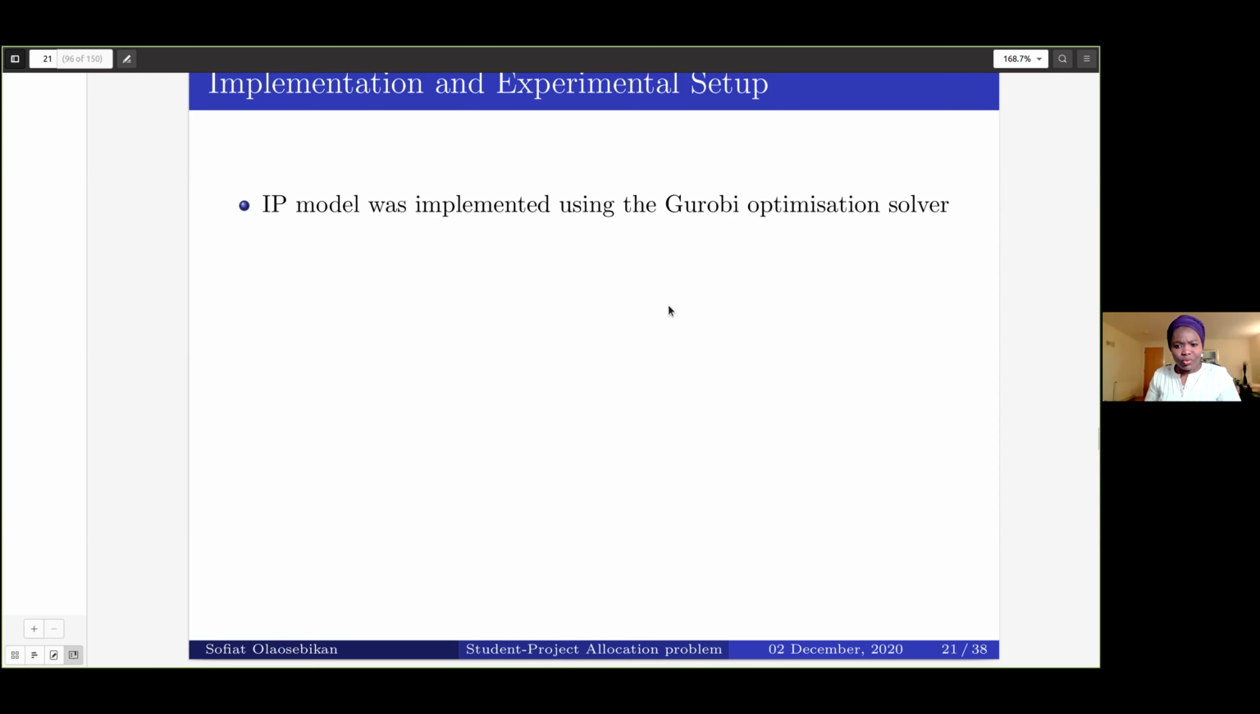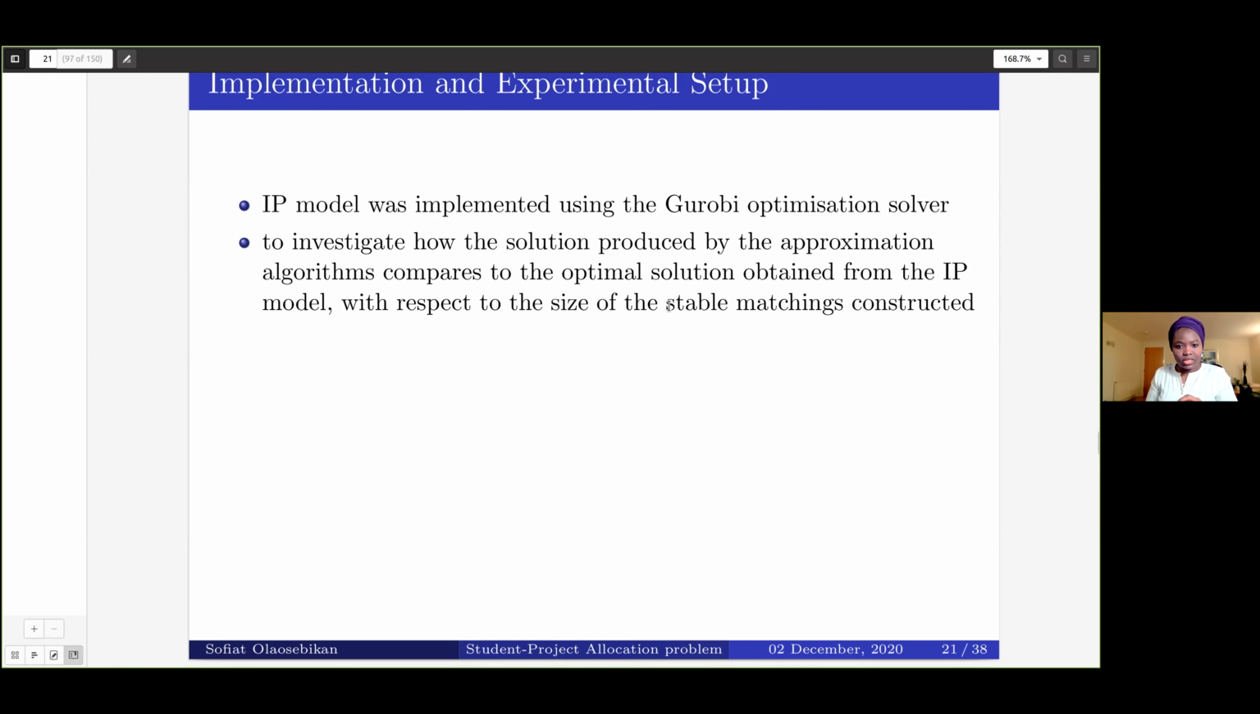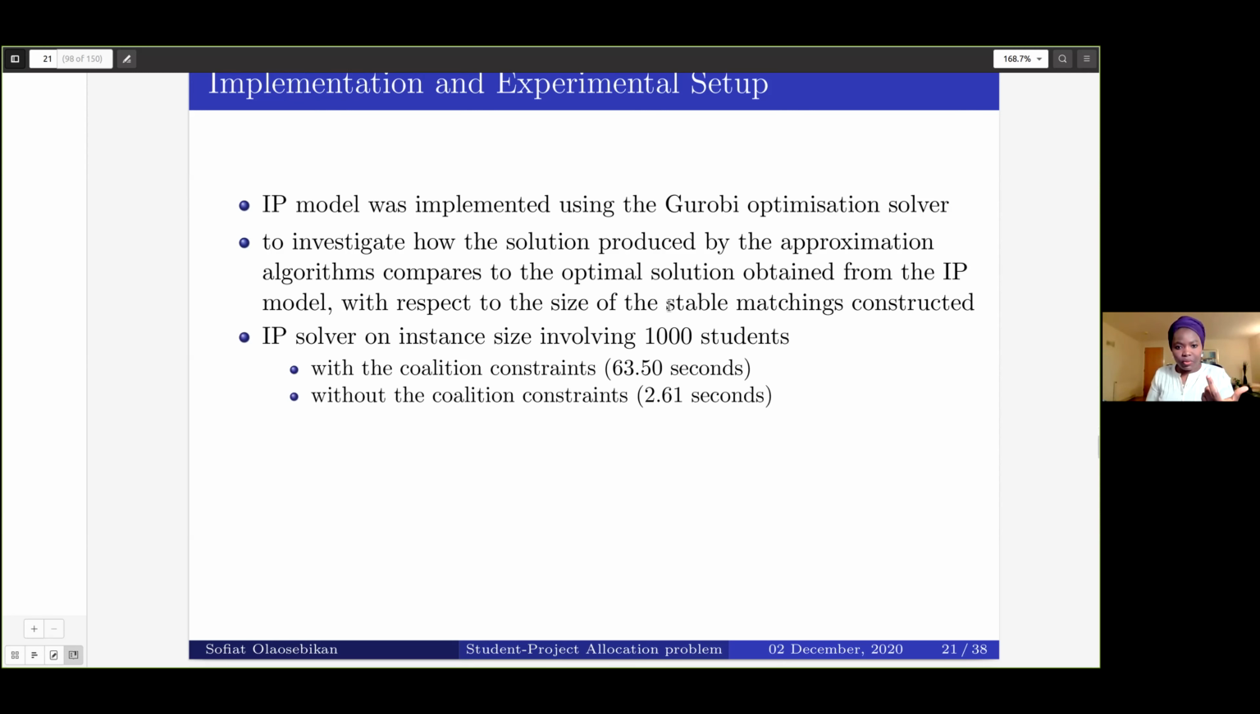So we implemented the IP model using the Gurobi optimization solver, and the aim was just to see how the solution produced compares to the optimal solution. However, when we ran the IP solver on instances of 1,000 students, we realized that it was quite slow when the constraint for coalition was enforced.